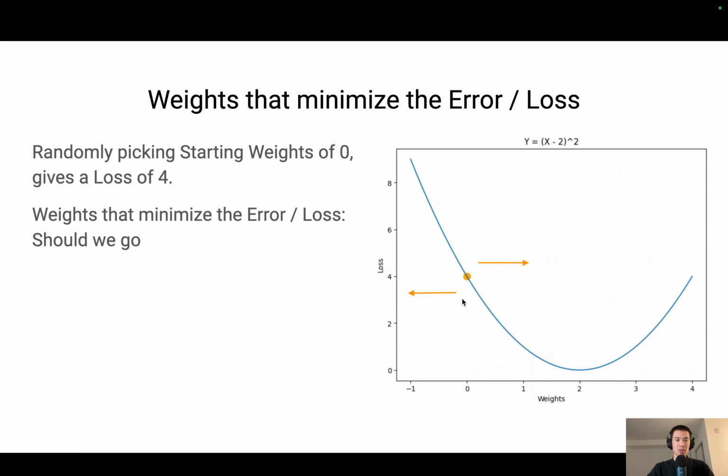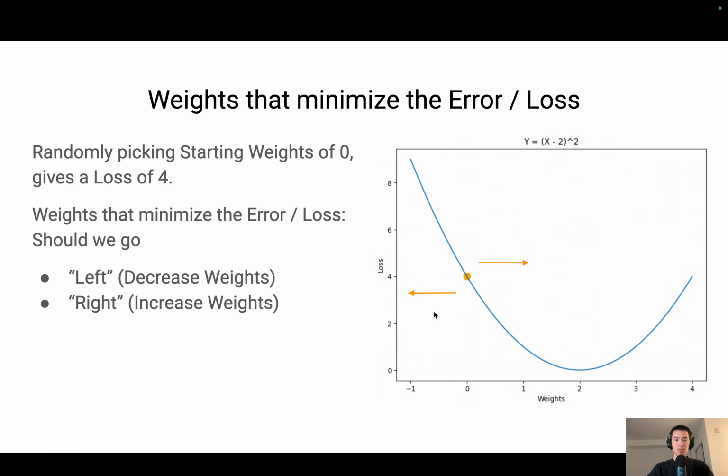And to get weights that minimize the error/loss, should we go to the left, which is decrease the weight values from say 0 to -1? Or should we go to the right, which is increase the weight values to say 1, 2, 3, 4, 5, etc.? Again, with our eyeballs, it's fairly easy to see that for the loss to go down, we need to go to the right, increase the weight values. But how would we do this with math?